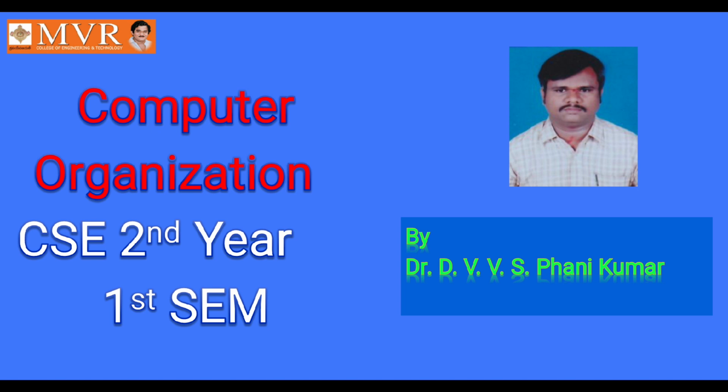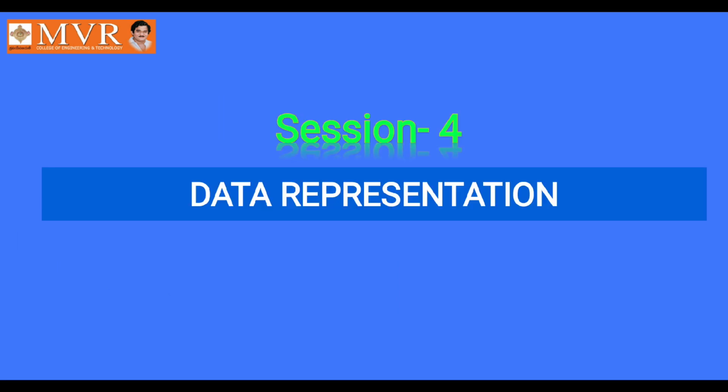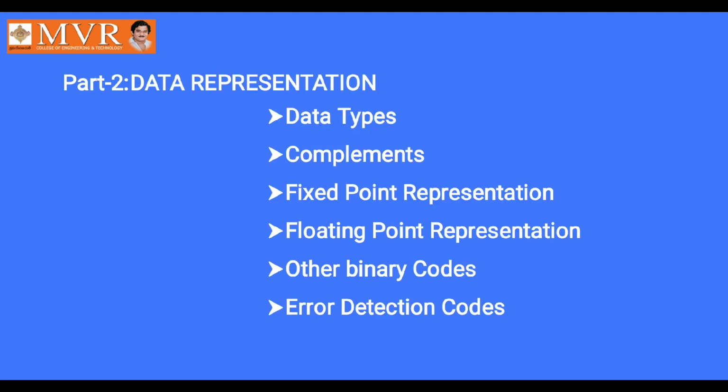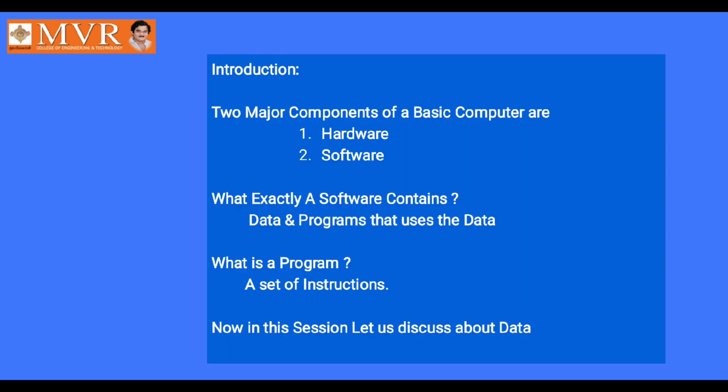Today we are discussing data representation. That is the second part of your first unit. In this, we have 6 subtopics. They are data types, complements, fixed point representation, floating point representation, other binary codes, and error detection codes. In today's session, we will discuss the data types.